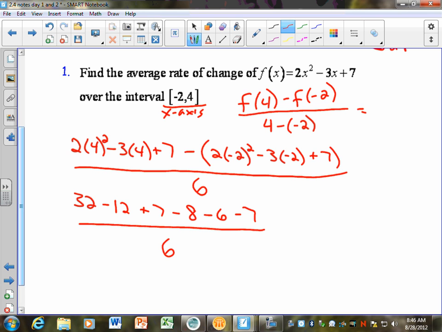Yeah, you can do all that and then subtract or whatever. Yes, as long as you're doing the arithmetic correctly. I got 6 over 6 or 1. Did you get that?